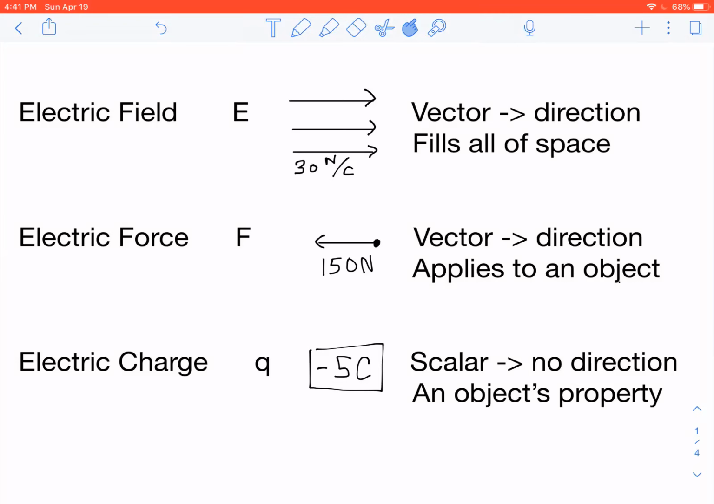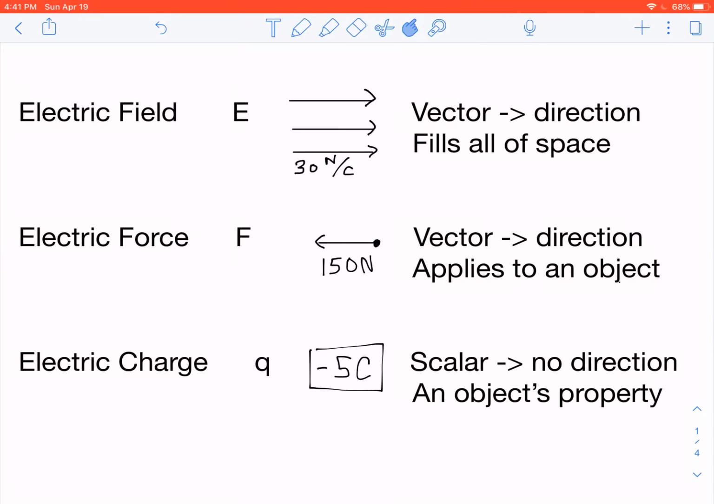The second thing we have is the electric force. When a charged object is in an electric field, it experiences a force. This is on a particular charged object. It's a vector and it has a direction.